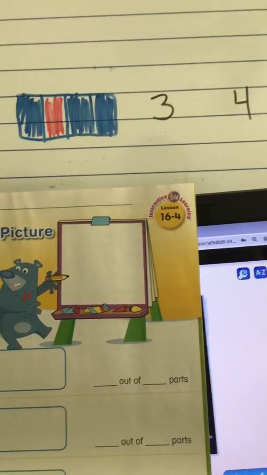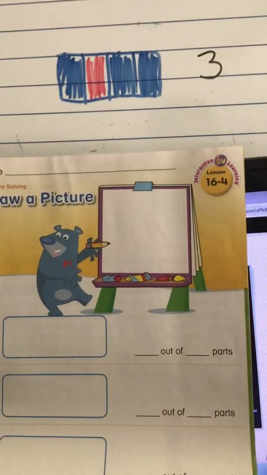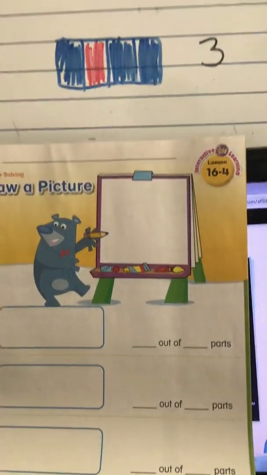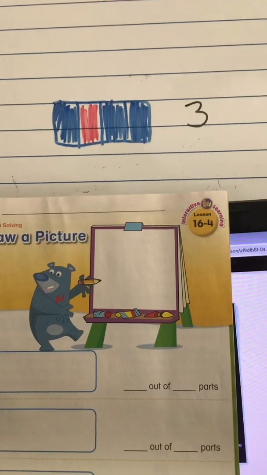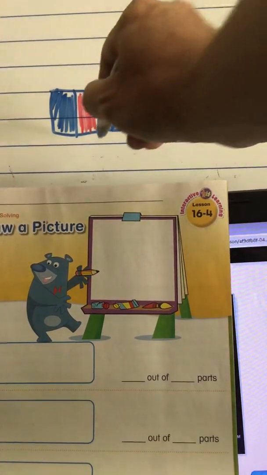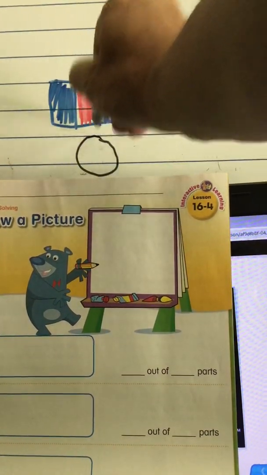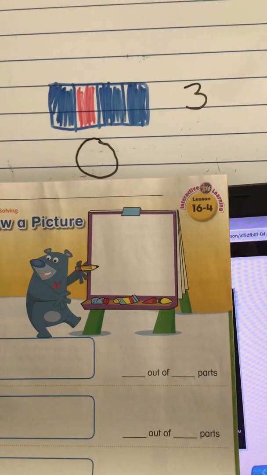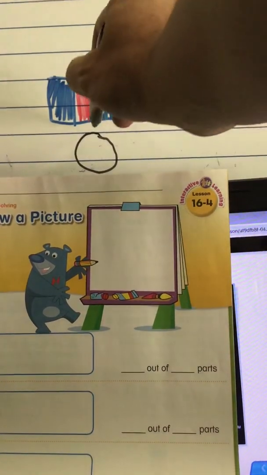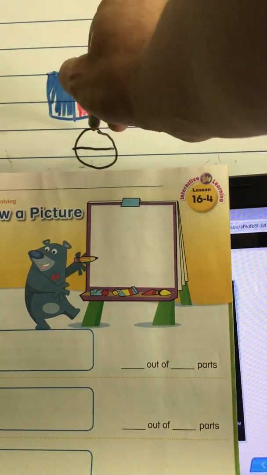Okay, go down below to number 2. You're going to draw it in the box. I'm going to draw it up here on the board. For number 2, we're going to draw a pizza. So I have a round pizza there. My pizza is going to have 2 parts. So I just give it 1 line. Now my pizza has 2 parts.